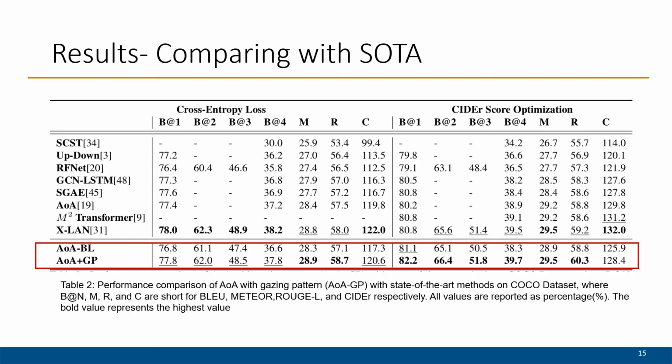We compare the performance of the Attention on Attention model with the gazing sequence against the state-of-the-art models. We report the result for two optimizations, cross-entropy loss and CIDEr optimization. Comparing our method with XLAN, our method achieved comparable performance with XLAN when both models were trained with cross-entropy. However, the performance of our method was slightly better in most metrics when optimized by the CIDEr score.